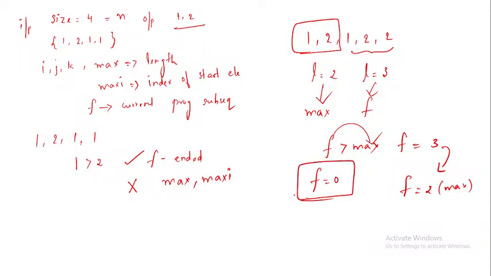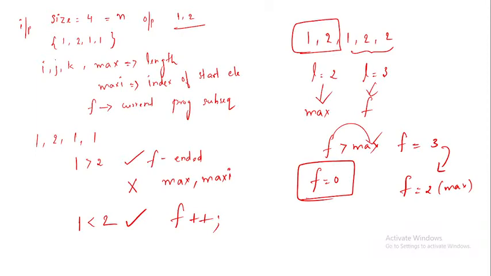And again I'll check. So if the current element is less than or equal to the next element, yes, the condition is satisfied. If it's so, I will increment the length of the current subsequence. That is, the value of F will get incremented, right? So this is the logic behind the question. I'll tell you once again the logic.